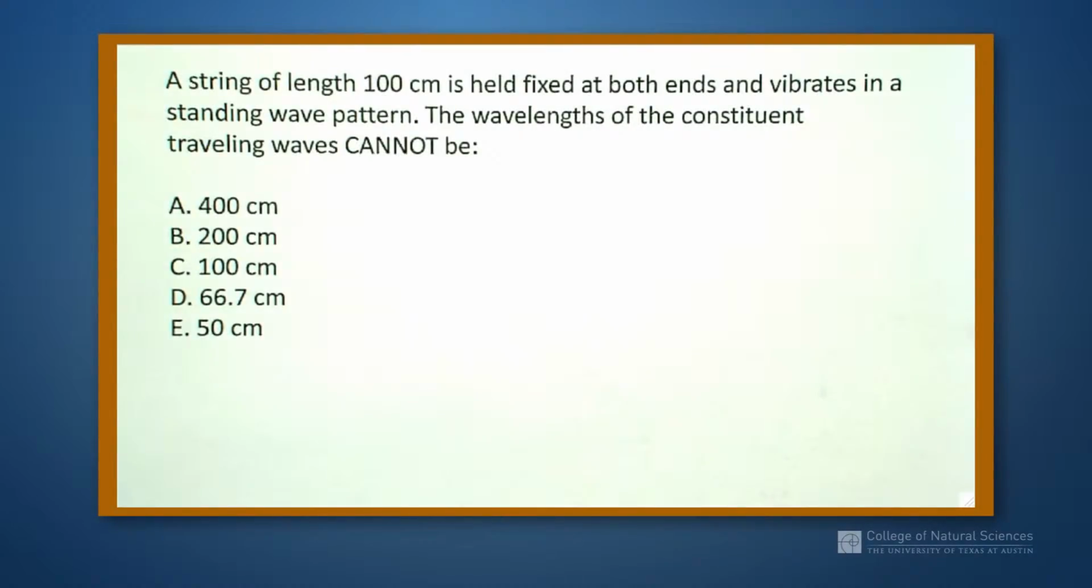So this question says that we have a string 100 centimeters long, fixed at both ends, and it vibrates in a standing wave pattern. The wavelength of its constituent traveling waves cannot be what value?